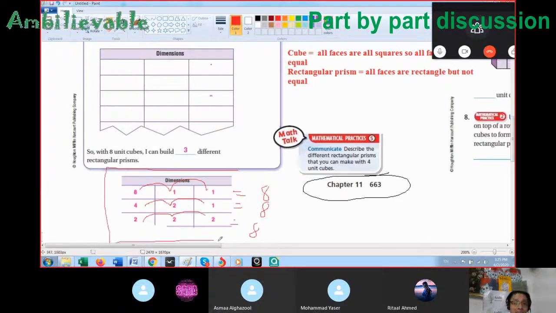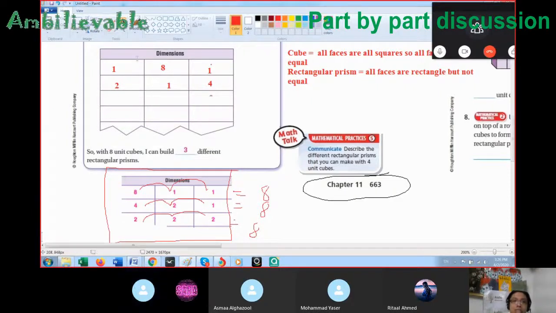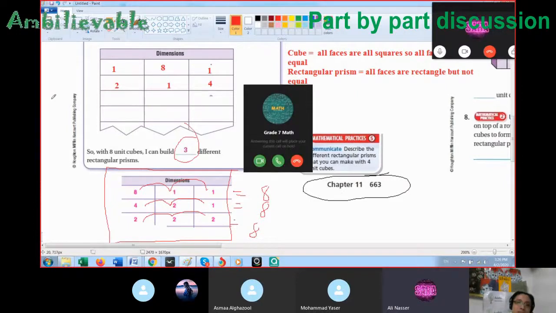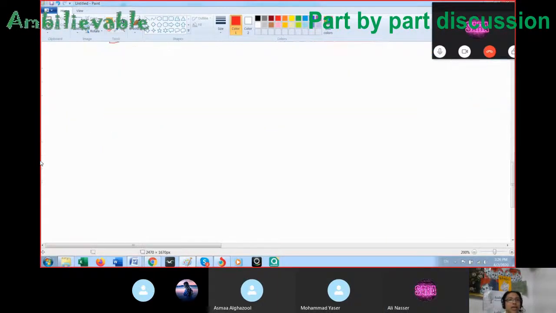These are the different kinds of prisms. Some of you might answer like this: 1, 8, 1. Still, you will get the same answer. Some of you will write 2, then 1, then 4. You have a different arrangement of the numbers, but they must be equal to 8. And you will get only 3 different rectangular prisms. There are only 3 possible rectangular prisms for 8 unit cubes. They are the same if you change the order also. Yes, okay.